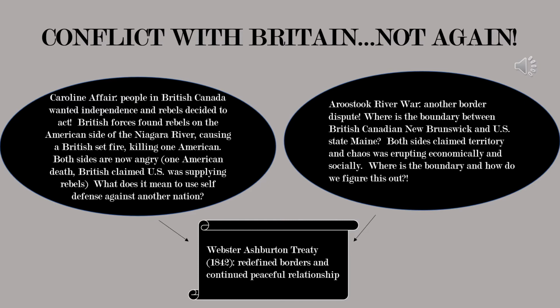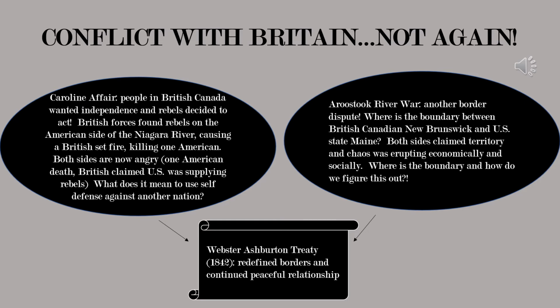Let's first start with the Caroline Affair. So the Caroline Affair started because people in British Canada were ready for independence and they no longer wanted to be under British rule. So with this being said, they're going to board this American steamship called the Caroline that aided rebels in British Canada. And they're going to get aboard and basically enter this Niagara River water. And they're going to move towards the American side of this water.